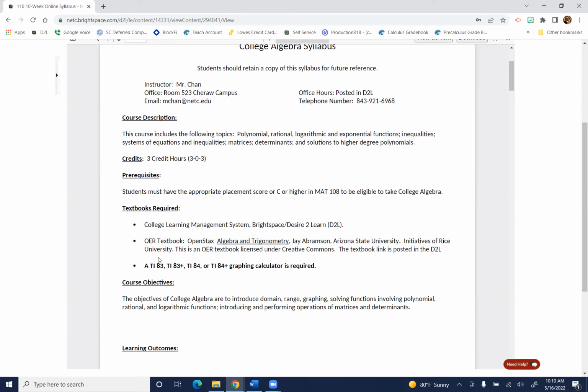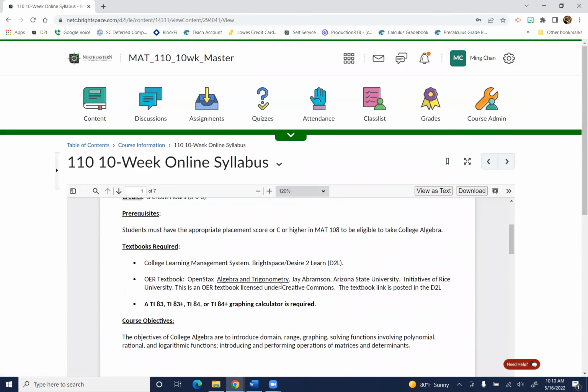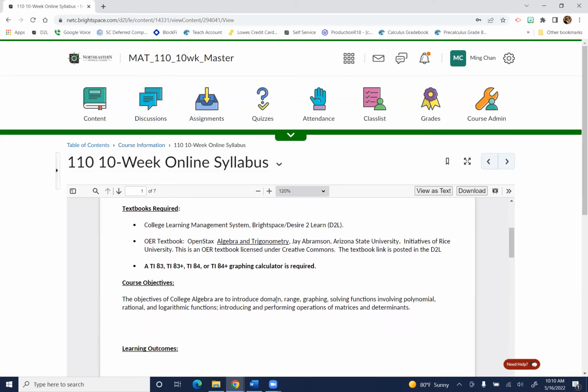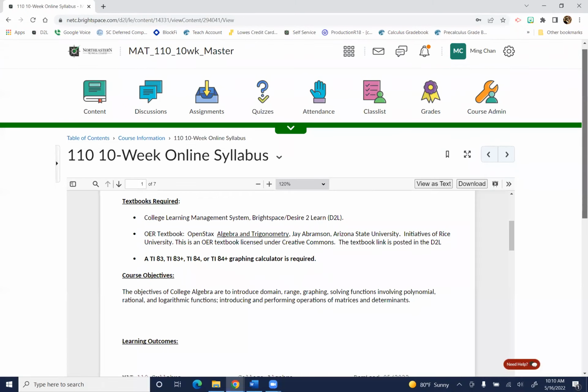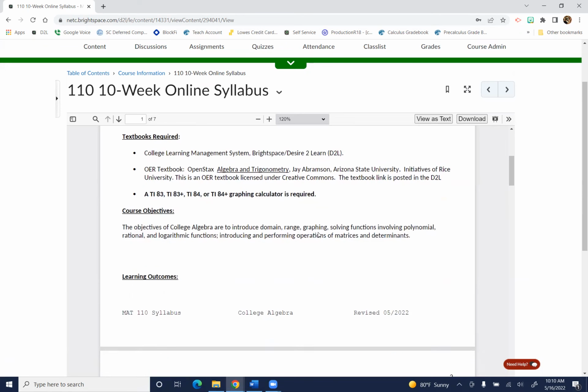I showed you what the textbook was, the OpenStax, on the course information. You don't have to purchase this. The PDF textbook link is already provided on the course information. In this class, you do need a graphing calculator. If you don't have one, you can try to borrow one from family and friends. If not, you can also try to borrow one from our enrollment center. But a graphing calculator will be required for this class.